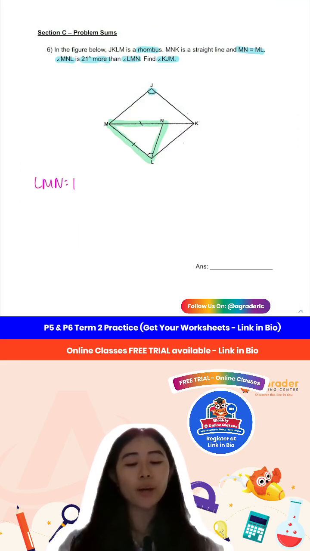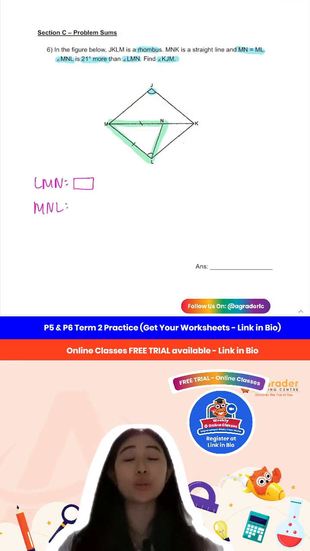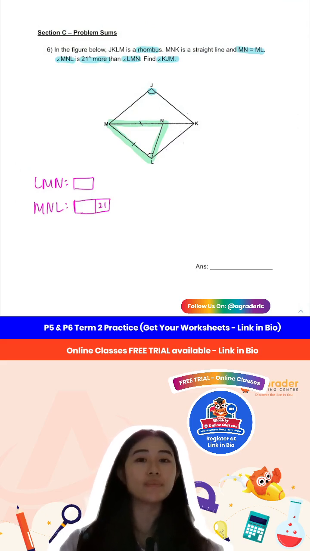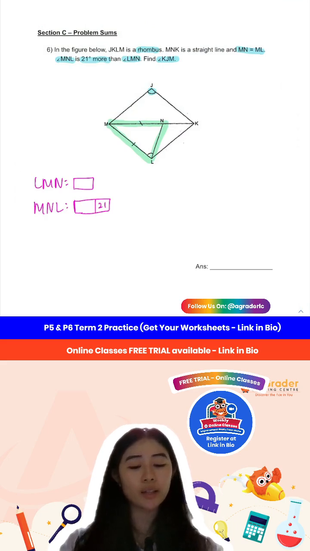So angle LMN is actually just one unit, and then angle MNL is supposed to be 21 degrees more. So your model should be longer by 21 degrees. Within this isosceles triangle, there is another angle, right? That is angle MLN. This one.